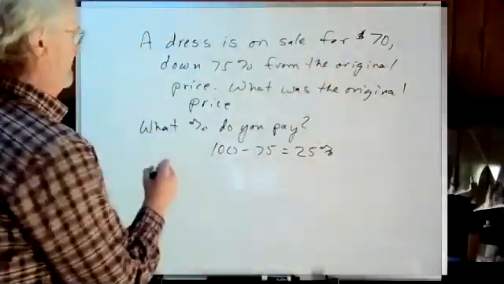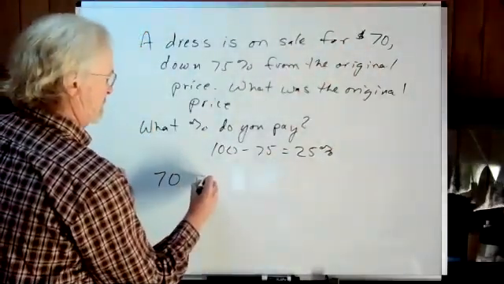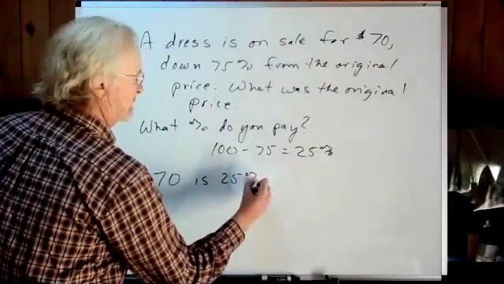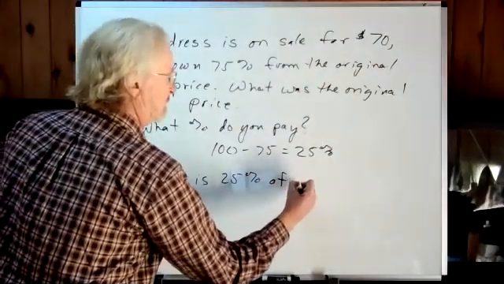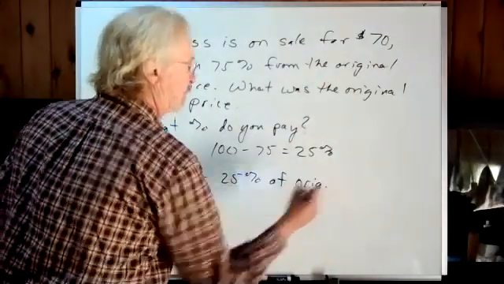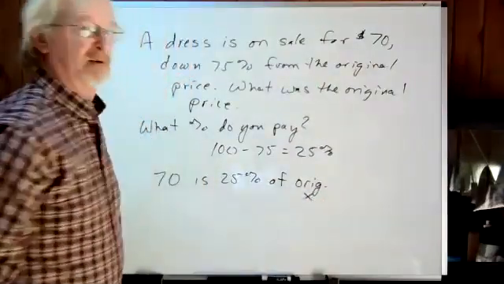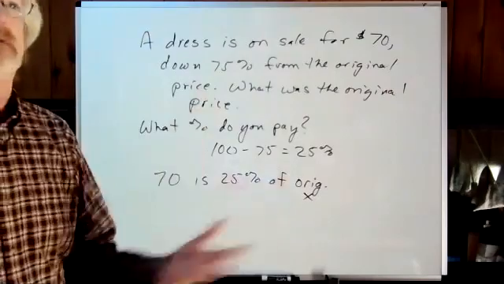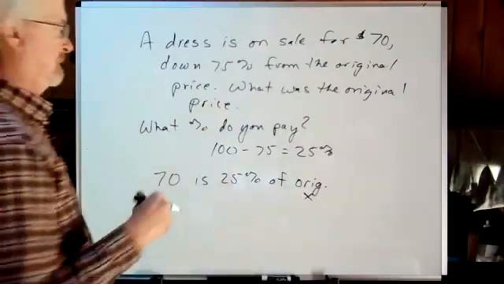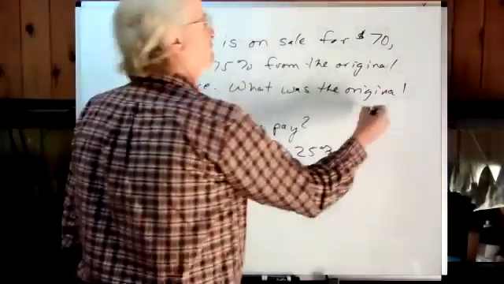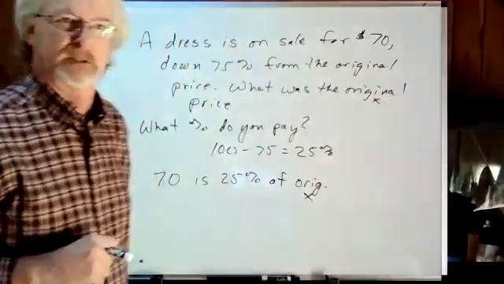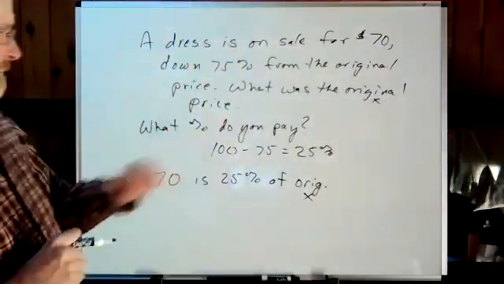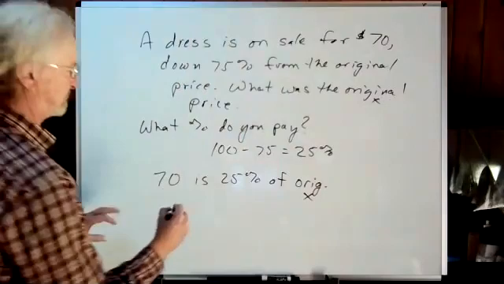70 is 25% of the original. Of what? You know, that's what we're looking for. In all of our word problems, you really kind of want to focus on what are we looking for? What's going to be our variable? Right? 70 is 25% of what?